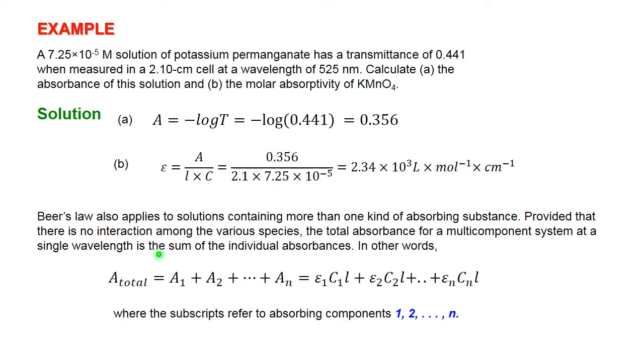Beer's law applies to solutions containing several absorbing species. If these species do not interact, total absorbance will be simply the sum. So if we have component 1, component 2, 3, 4, all the way to n, you'll have Beer's law for the first, Beer's law for the second, and Beer's law for all others. Subscripts refer to components 1, 2, and so on.